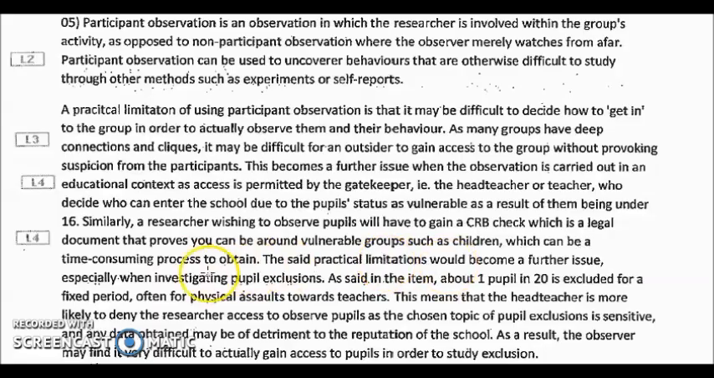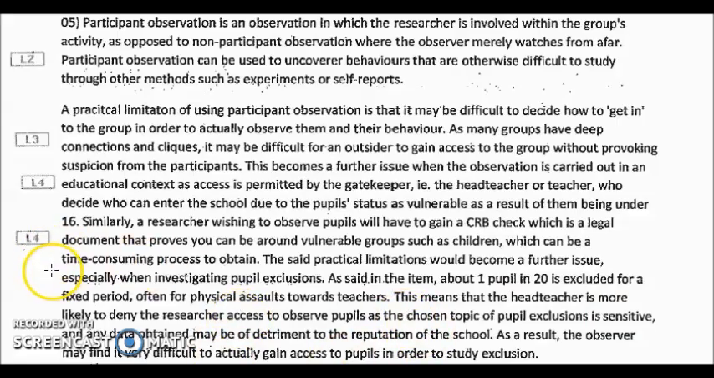And then she starts to apply it to pupil exclusions. She references the item, which is an excellent idea, and then she explains why the head teacher might refuse access because of the context given in the question, which is pupil exclusions being a sensitive topic, which then might harm the reputation of the school.